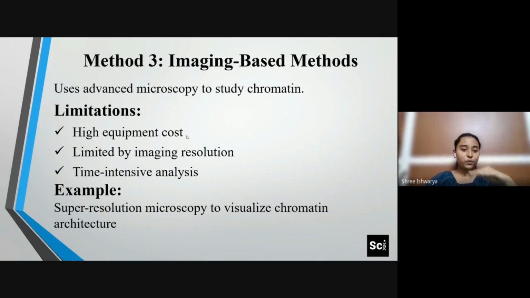Whereas in image-based techniques, you're going to have your microscope and then the image of your chromatin. So here the microscope cost and the image resolution have a very big impact on your study of the chromatin molecules. So that is the main limitation here. Whereas in VECTOR, the equipment cost is much less.